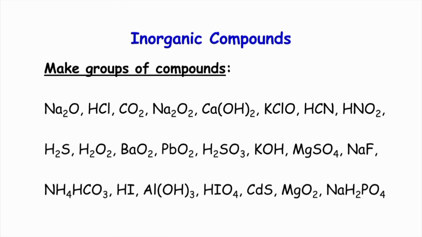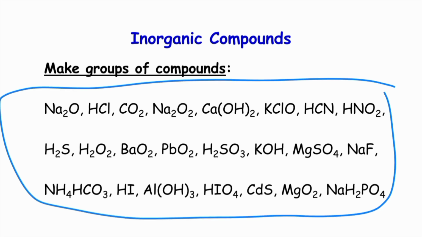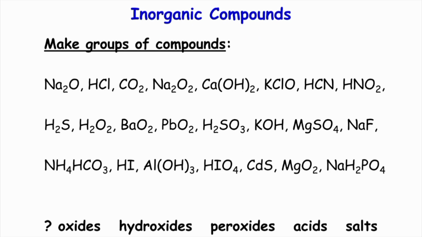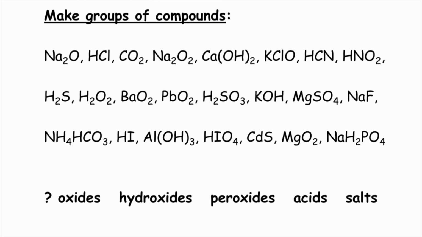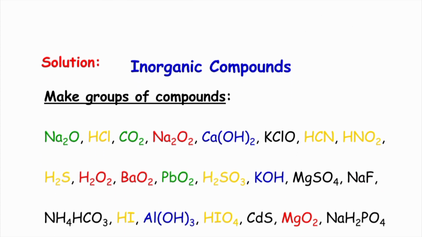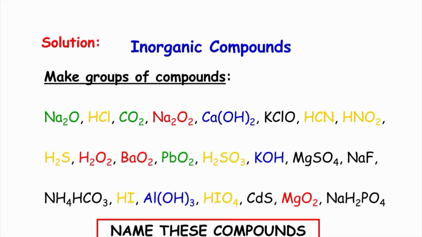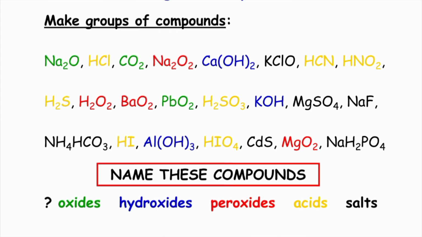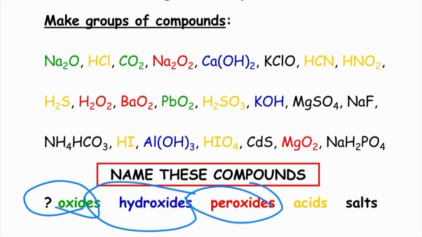Inorganic compounds are given here. Make groups: which are oxides, which are hydroxides, which are peroxides, acids, and salts. Differentiate between them. Here are the answers: green oxides, blue hydroxides, red peroxides, yellow acids, and in black salts.